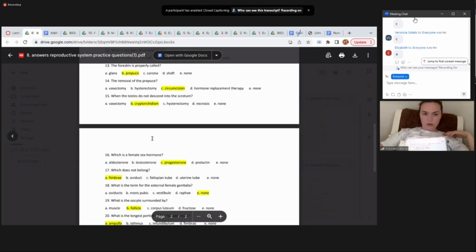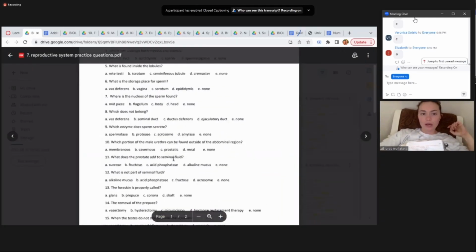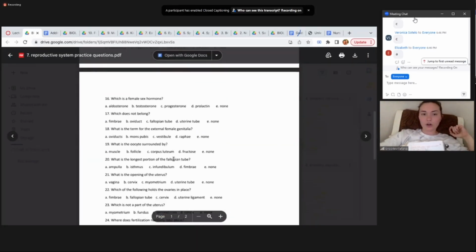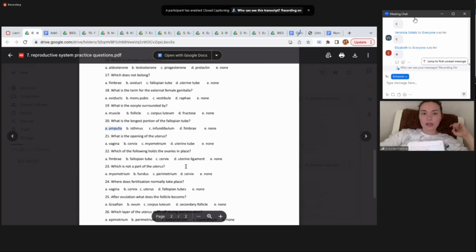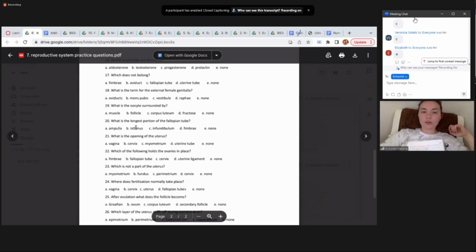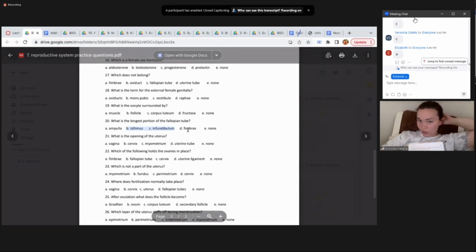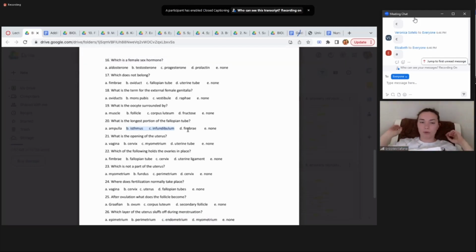20 is ampulla. Good. So remember, ampulla is where fertilization occurs. So question 20, A is the correct answer. The ampulla is where fertilization occurs. It's the longest part. The other two parts are the isthmus and the infundibulum. The isthmus enters into the uterus. The infundibulum is the first part. So it goes infundibulum, ampulla, isthmus.